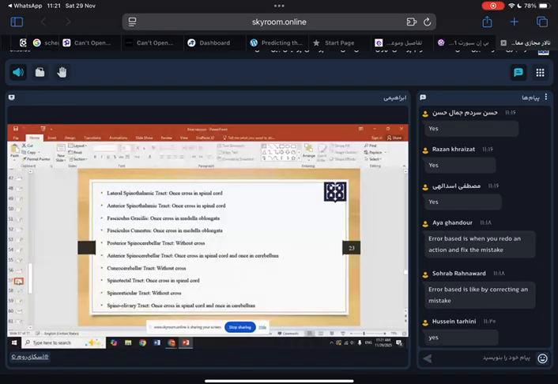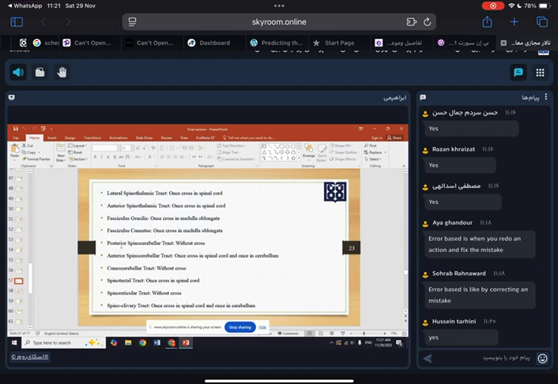This slide is the summary of all of the things that I told you about the cross. For example, you are seeing, I wrote it for you, it's good for your exam. The lateral spinothalamic tract has one cross in spinal cord. Anterior spinothalamic tract, one cross in spinal cord. Fasciculus gracilis and fasciculus cuneatus, one cross in medulla oblongata.